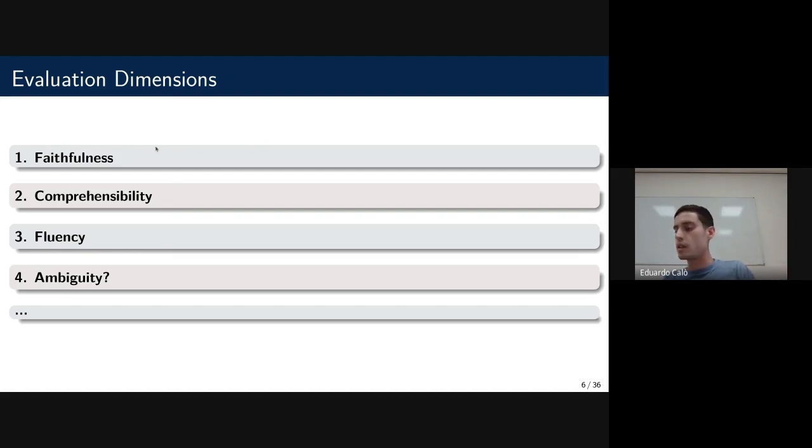Faithfulness: the output text should have the same meaning and convey the same information as the original input formula. Comprehensibility: the text should be comprehensible to humans. And the third one is fluency. Of course, the text should be fluent based on the grammar and morphology of the language at hand. Also, ambiguity could play a role. I haven't taken a look at it so far, but I'm working on it at the moment because we saw that it's a big issue in this field. But more on this later.